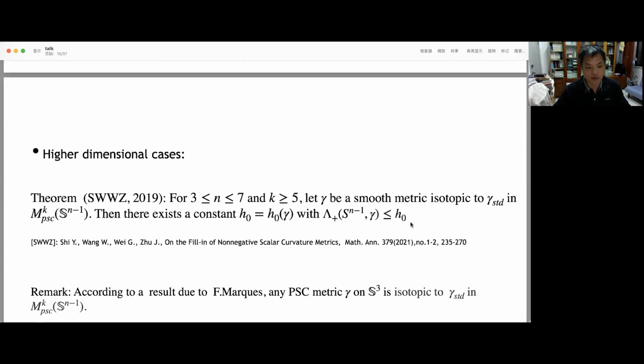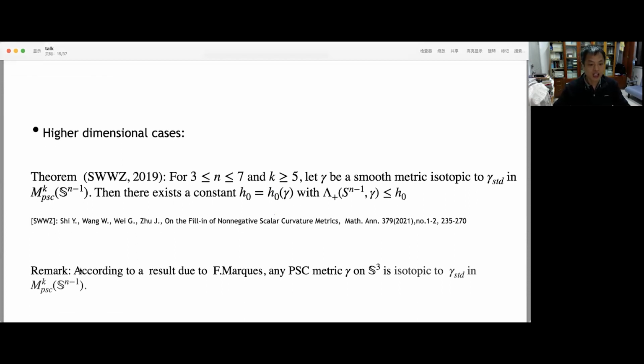And this is joint work with Wang, G.D. Wei and J. Chen about two or three years ago. Now here's a remark. According to a result due to Fernando Marques, if n equals 3, any positive scalar curvature metric on S^3 is isotopic to a unit sphere metric. So this condition is automatically true if n equals 3. Okay, this is the result for the high dimensional case.